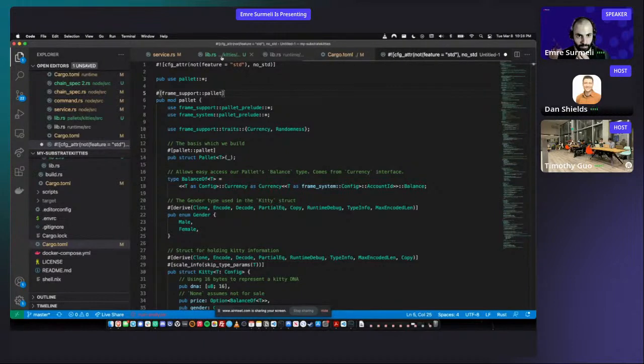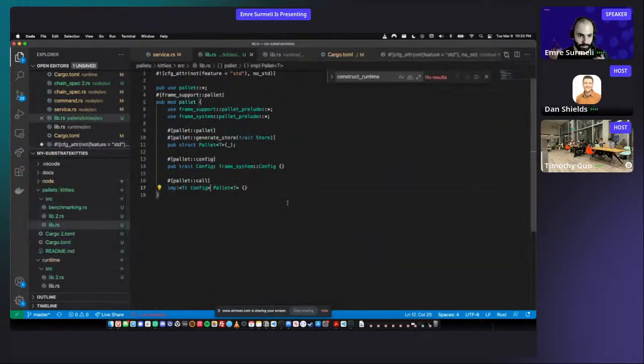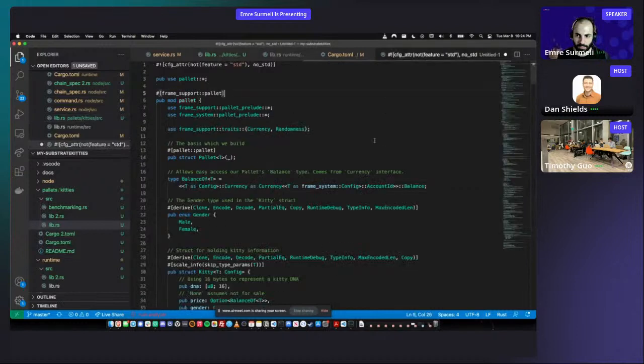Like, I'll let you dive in. Right, exactly as Dan said. So this pallet used to look like this. And once the functionality was added, now it looks like this. So what is some of this functionality, right?